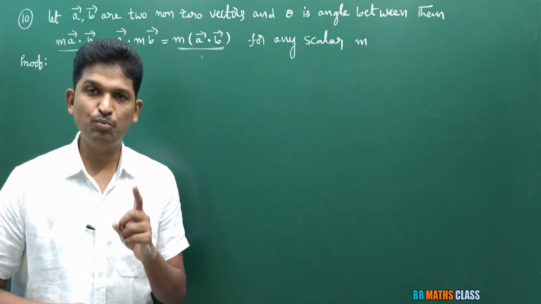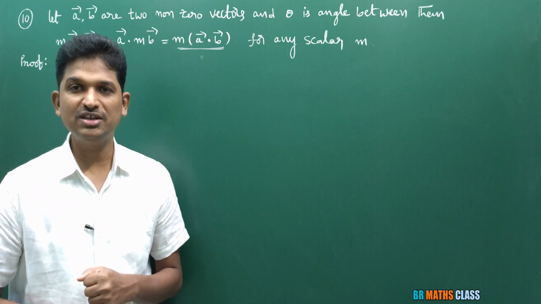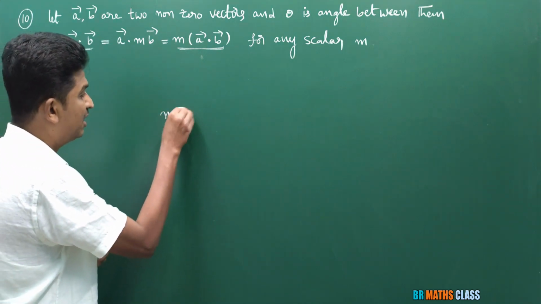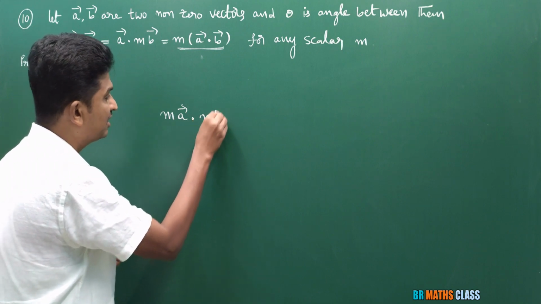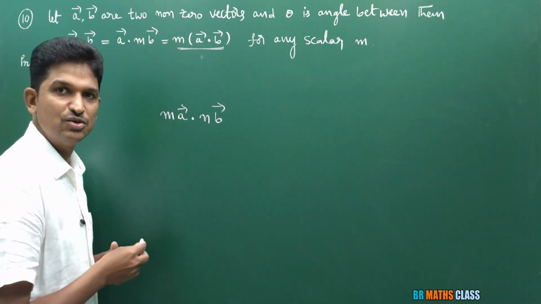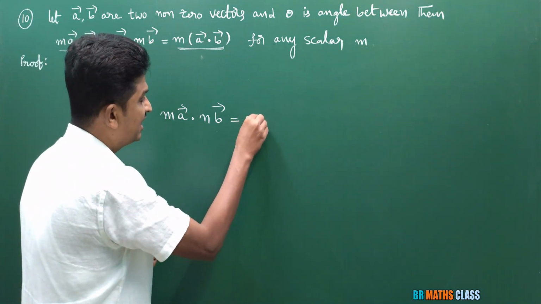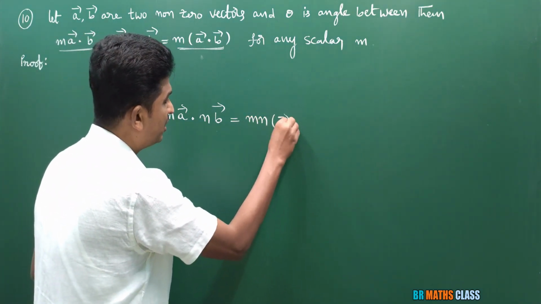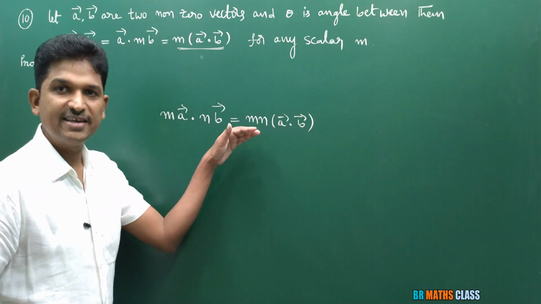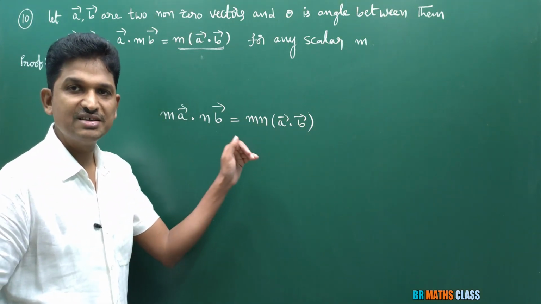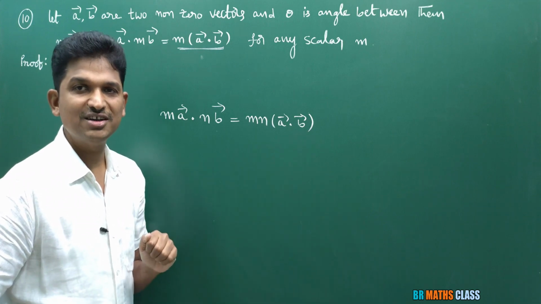Now we will learn one important note point related to this formula only. See here, somewhere you saw like this, MA bar dot NB bar. Here M comma N are two scalars, suppose. MA bar dot NB bar can be written as Mn times of A bar dot B bar. This is an extension of this formula. So MA bar dot NB bar can be written as Mn times of A bar dot B bar.